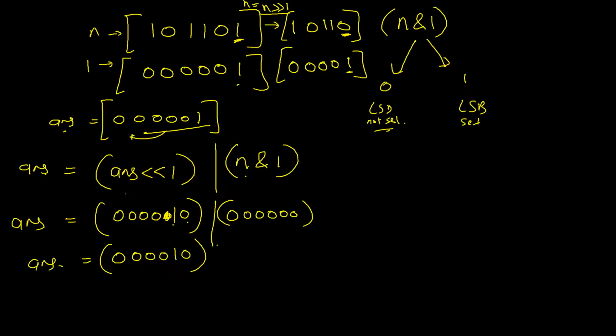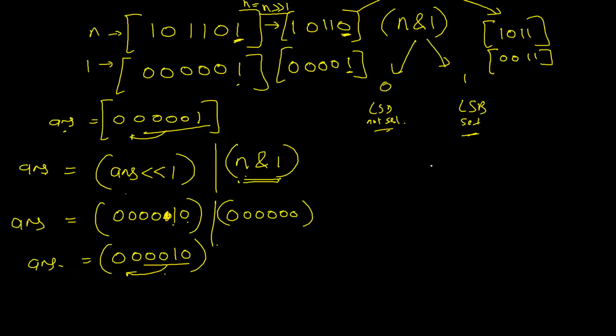Correct? Now let me do it again. Okay, let me do the same thing again. Now my n value will become 1 0 1 1, right? My 1 value will be the same. Okay, I've left shifted it again. You can see that again it is set. Again LSB is set. So again I'll follow the same procedure. I'll move this guy towards left. Okay, and then I'll do whatever the value you're getting.